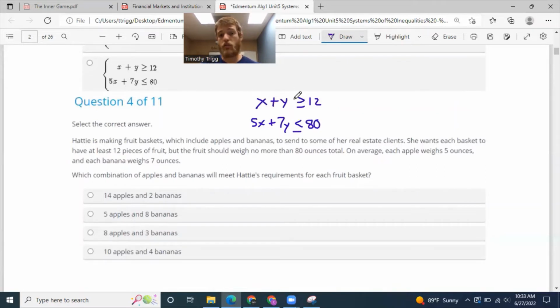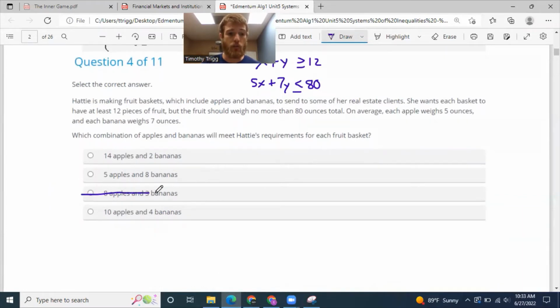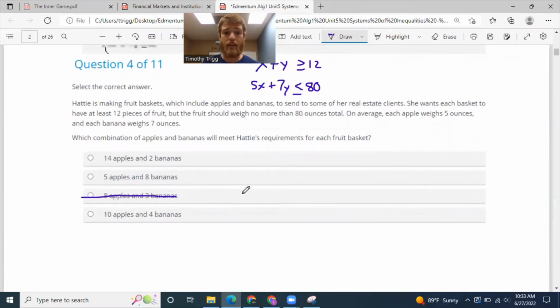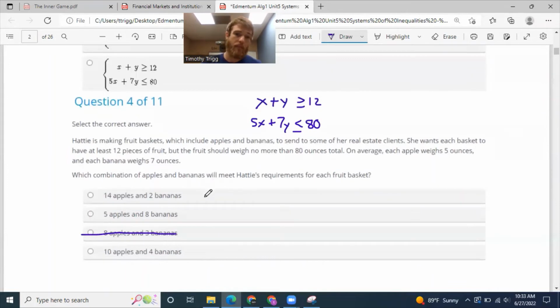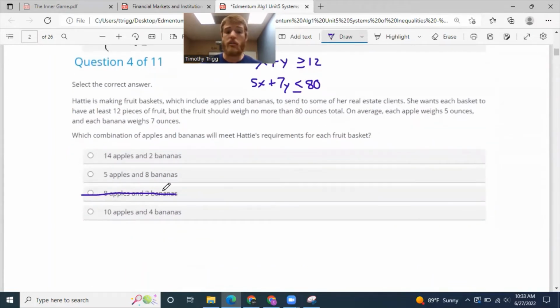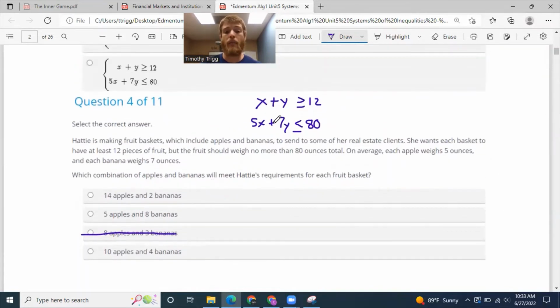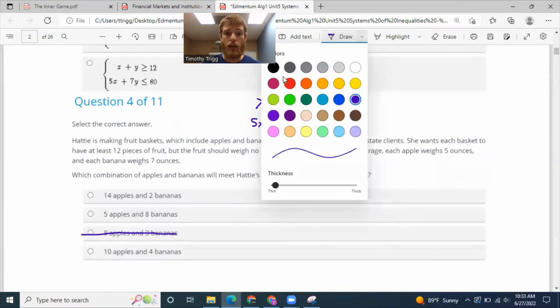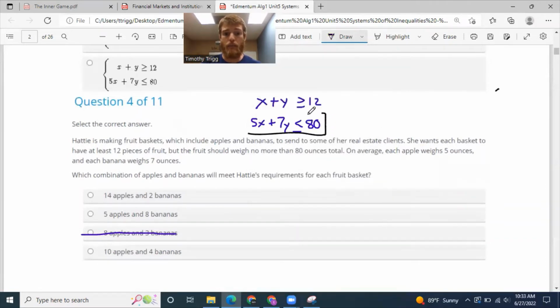So I could use this first inequality to hopefully eliminate some of my answers. I know I want at least 12 pieces of fruit. So if it has less than 12 pieces, I can automatically cancel it. So I can cancel this one right here, right? 8 apples, 3 bananas, that's not greater than or equal to 12. That's only 11. The other ones are possibilities. So we're going to have to check each of these possibilities. We want the total weight to be less than or equal to 80. So let's check each of these coordinate points in this second inequality to see which ones work.